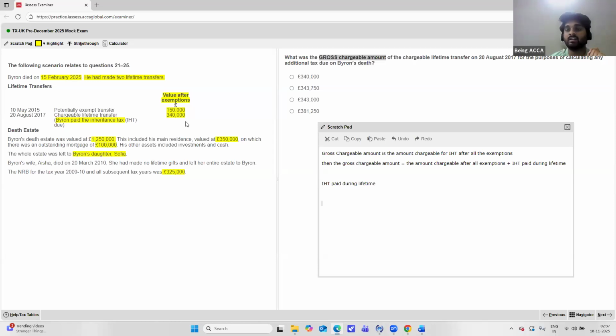When we are calculating IHT paid during lifetime, the nil rate band will not be applicable to any potentially exempt transfers made in the prior 7 years. Potentially exempt transfers will be considered for the nil rate band only at the time of death and not when calculating IHT paid during the lifetime. So for that reason, the value of the gift is 340,000. From that, we deduct the nil rate band, as has been mentioned, 325,000.